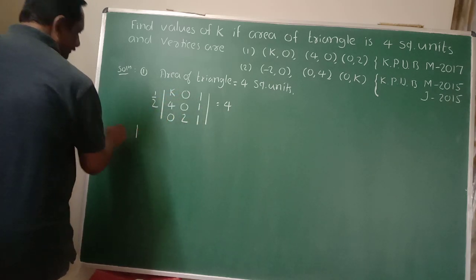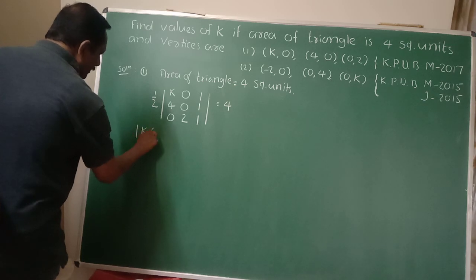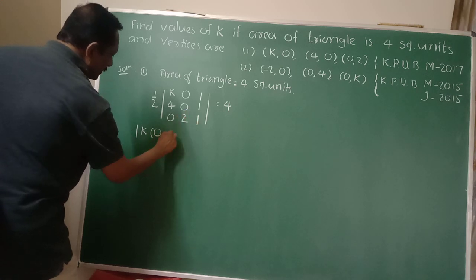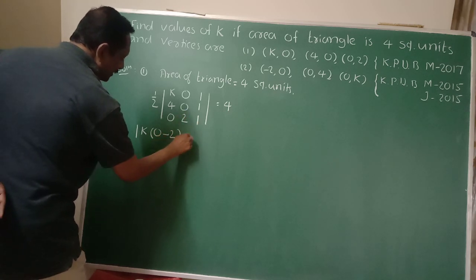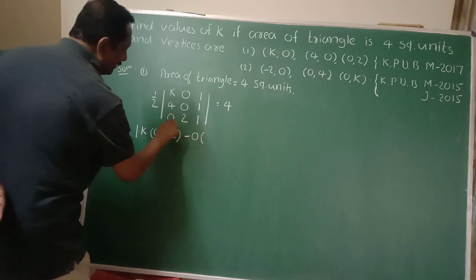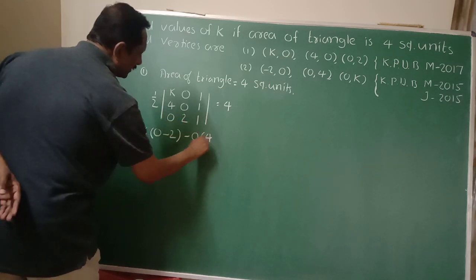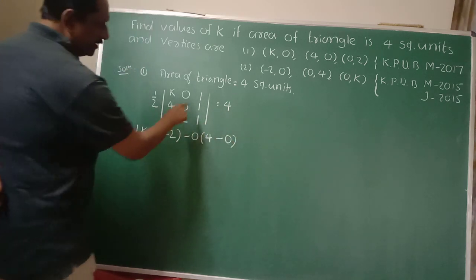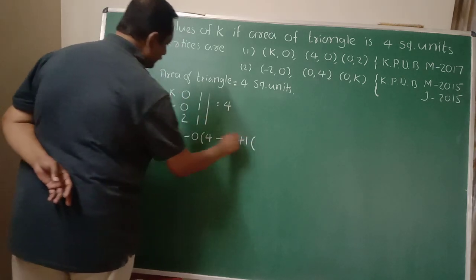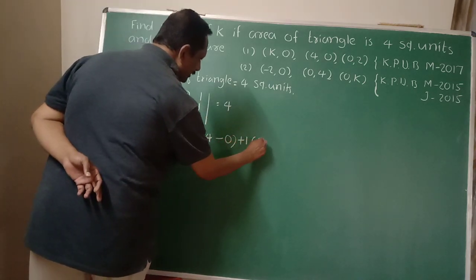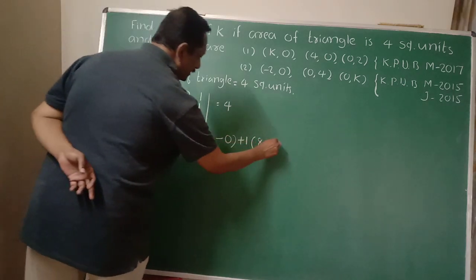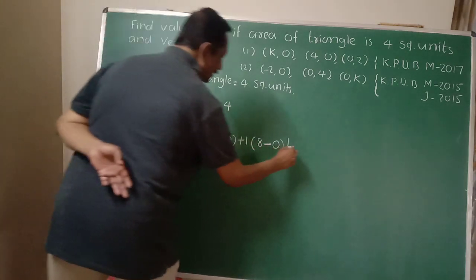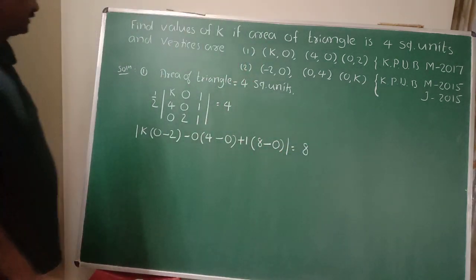Hence modulus of k into (0 into 1 becomes 0, minus 2 into 1 becomes 2), then minus 0 into (4 into 1 is 4, minus 0 into 1 becomes 0), then plus 1 into (4 into 2 is 8, minus 0 into 0 becomes 0). So that is 2 into 4, which is 8.